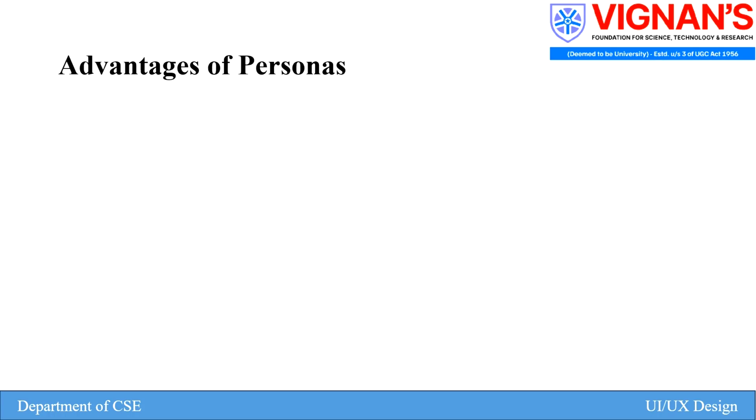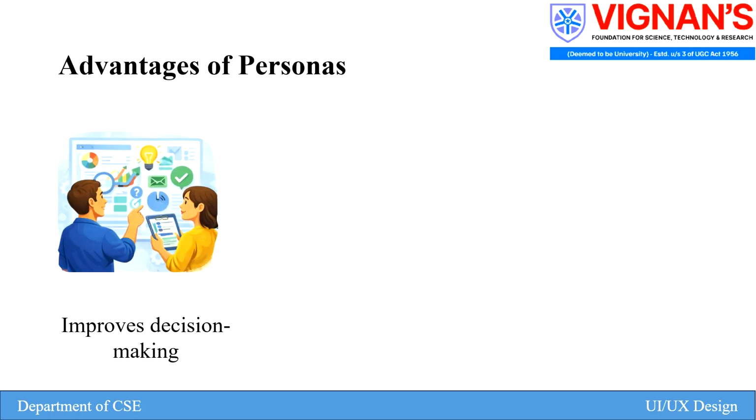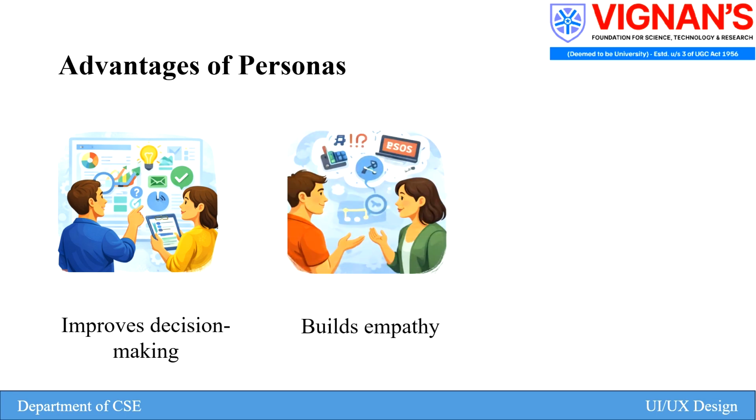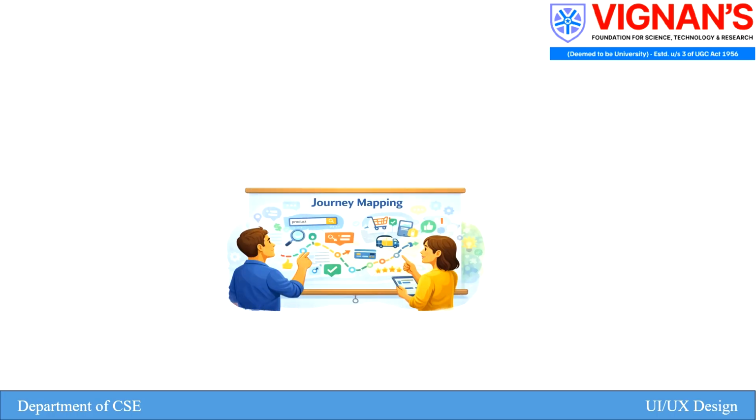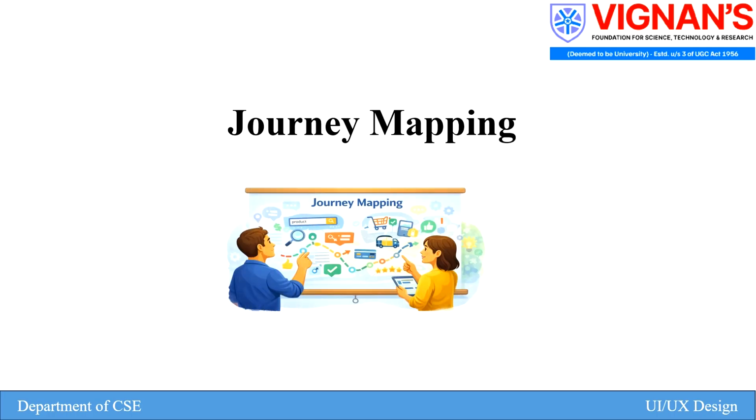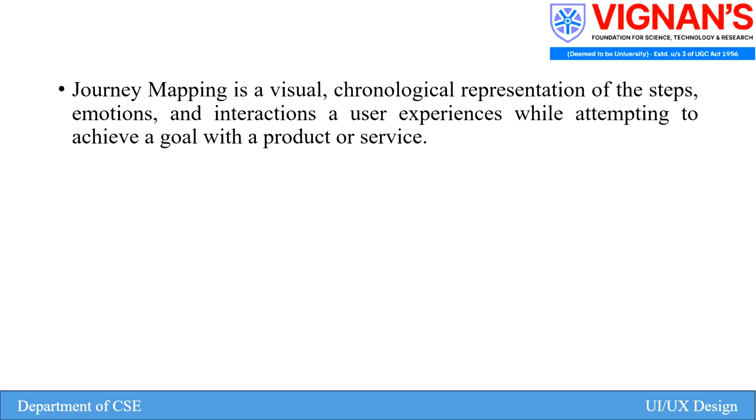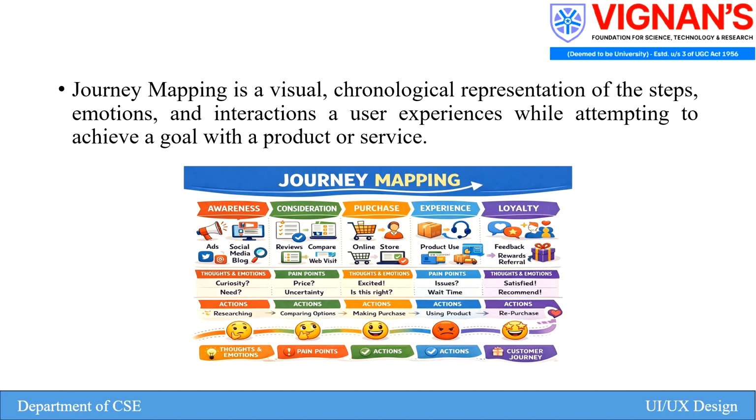Advantages of personas. Improves decision making. Build empathy. Align team members. Now, we are going to learn about journey mapping. Journey mapping is a visual and chronological representation of the steps, emotions, and interactions of a user experience while attempting to achieve a goal with a product or service.